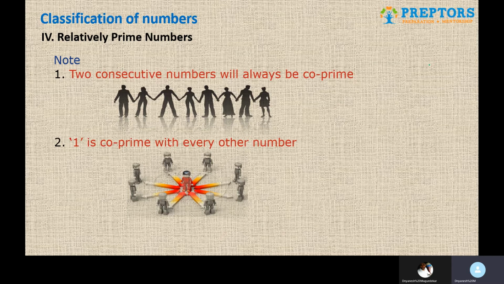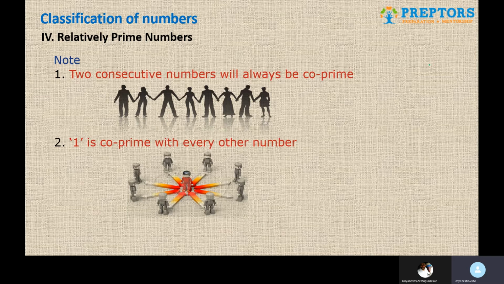Note number 2 is related to number 1, which is that 1 is always co-prime with all the other numbers. Obviously, because 1 will always have just one factor, which is 1 itself. All other numbers, when you factorize, will have 1 as a factor, and when you compare, they will just have one common factor and they become co-prime to each other. So 1 is co-prime with all other numbers.